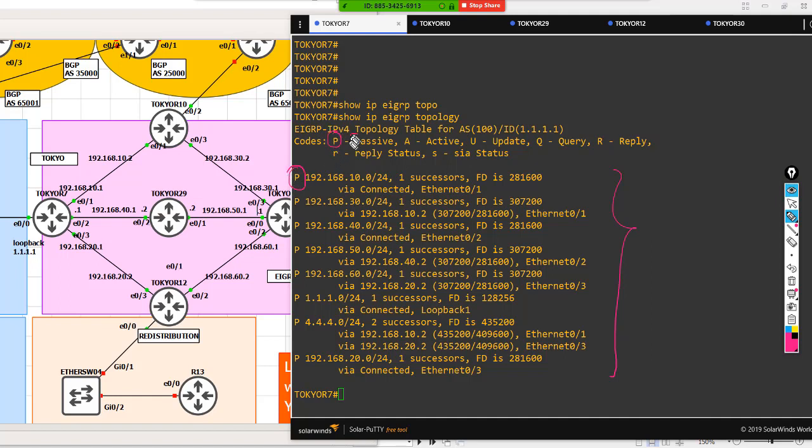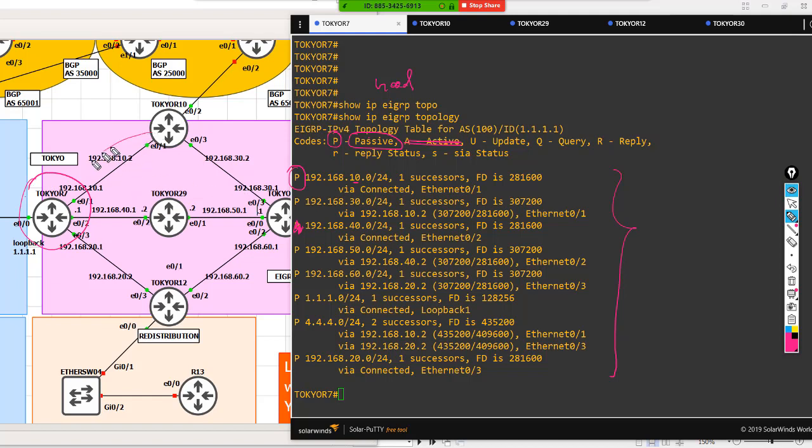P is nothing but passive. Passive is a good state, but active isn't. If you happen to see A, then that's something you need to be worried about. Passive is good. So it says from Tokyo 7 to reach 10 dot network.